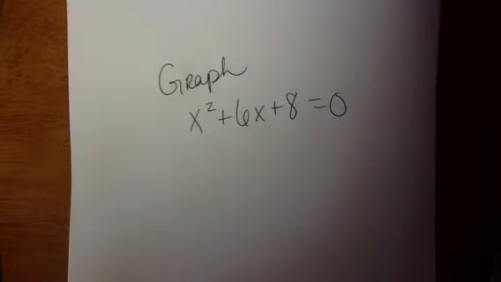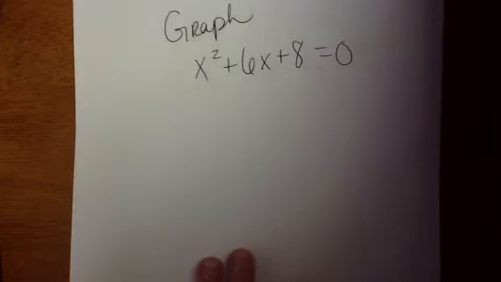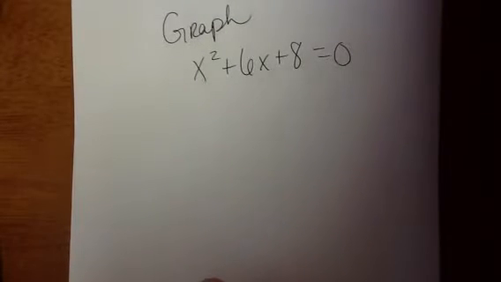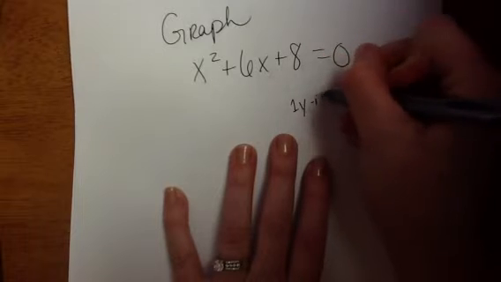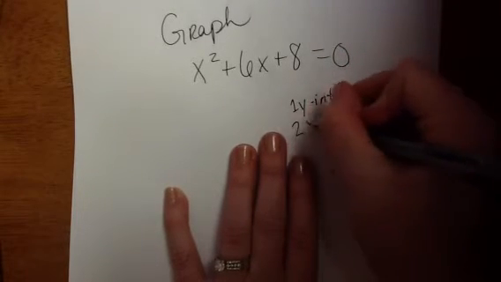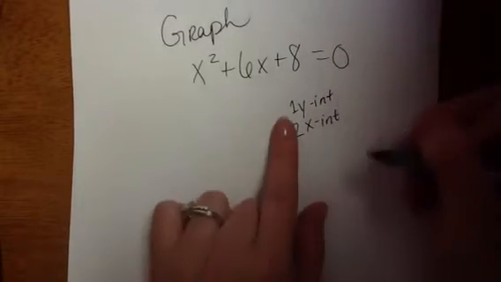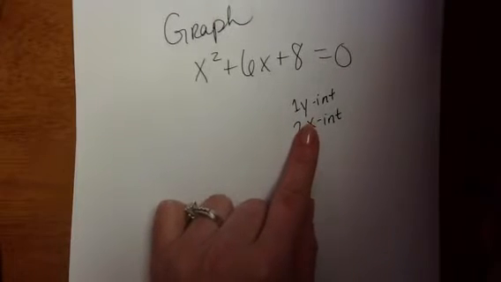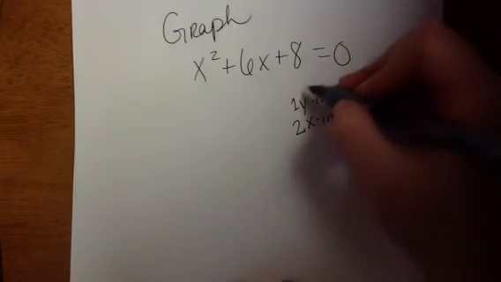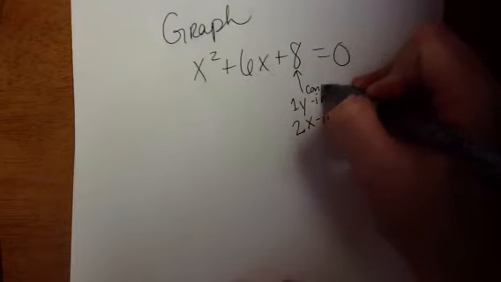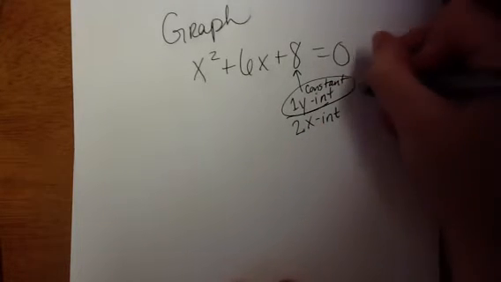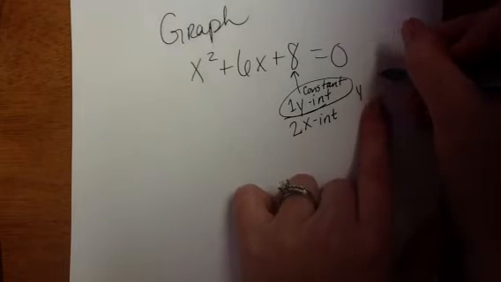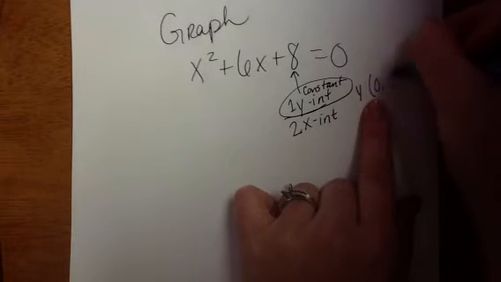Okay, here are just a couple more examples of how to graph when we're talking about quadratics. You need to find one y-intercept and two x-intercepts. So there's three critical points we need to find. The y-intercept's easy. Whatever the constant is, that's your y-intercept. So y-intercept is going to be at the point (0, 8).